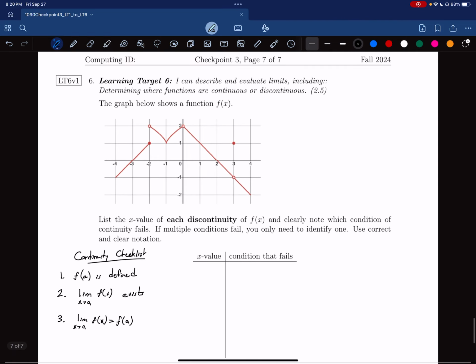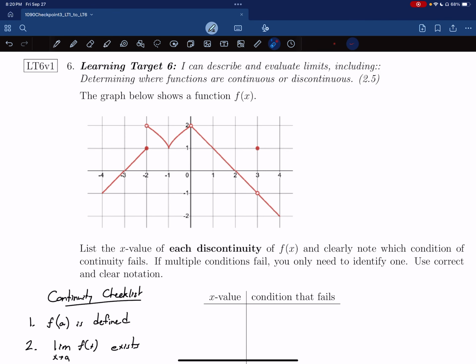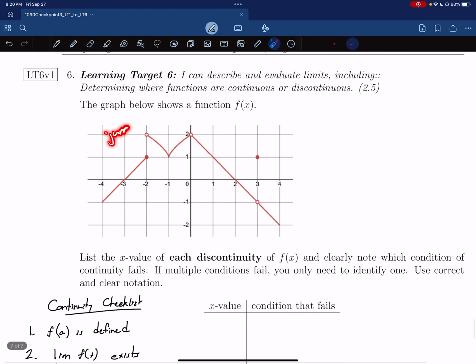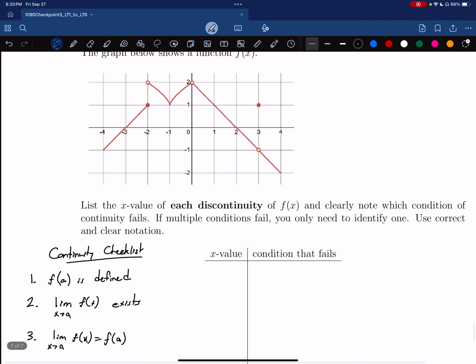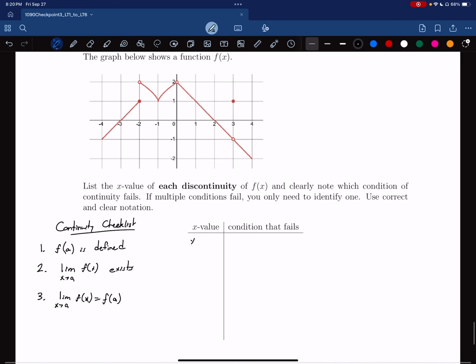So let's look at this graph and go left to right. I'm going along this graph and I get to here. This is what we call a jump discontinuity. So I'm going to mark that down on my chart here: x equal to -2 is a discontinuity.